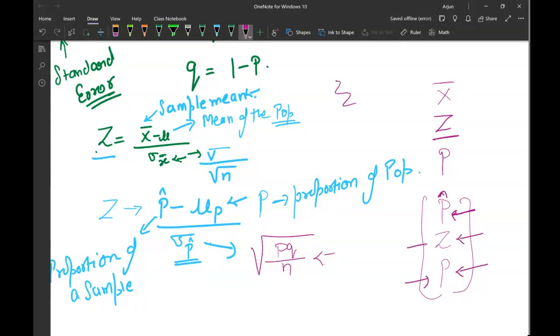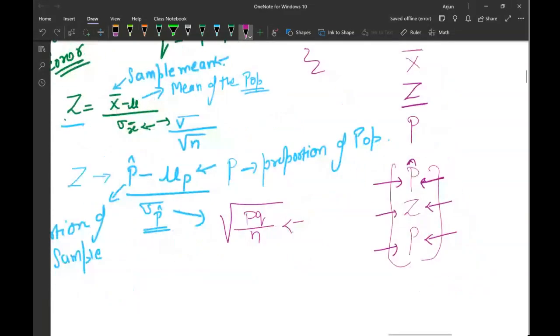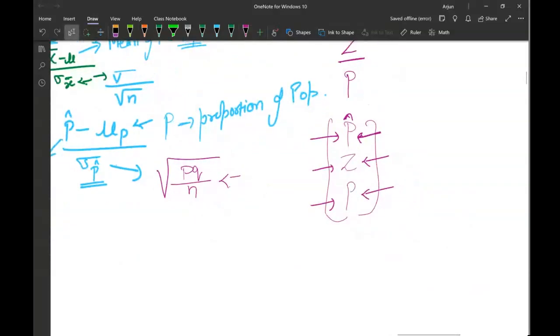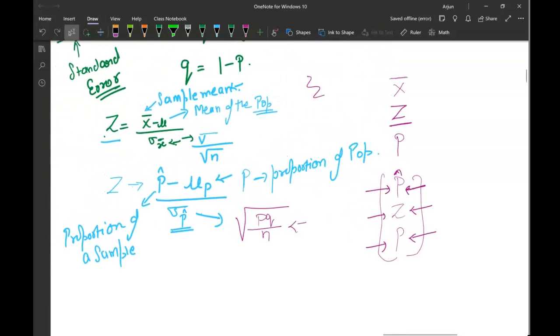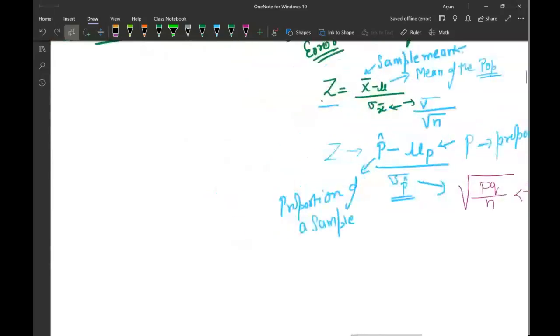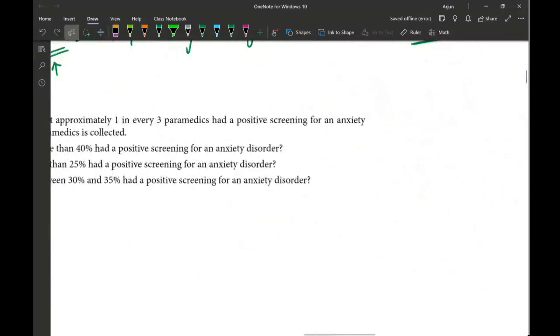Sometimes probability will be given, we will find the z, and then we might have to find the proportion of the sample. That's how the question is going to look. So I've given you the overview of the formula. Now I'm going to take a question on this topic.